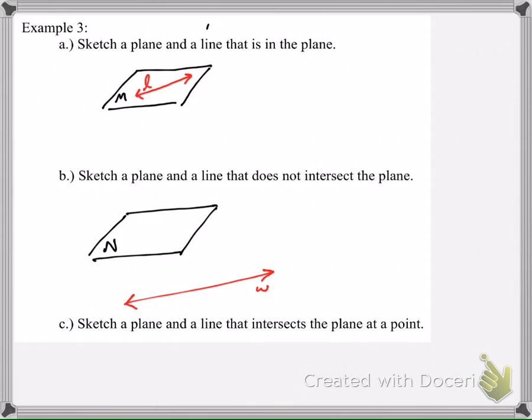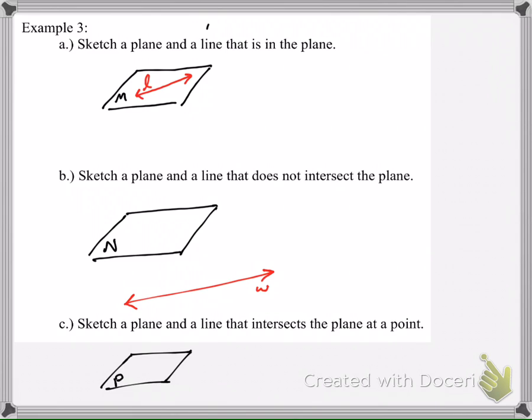So now this last one, we want to sketch a plane and a line that intersects the plane at a point. So let's sketch up our plane again. And again, we want to label it, let's say uppercase P. And we want a line that just intersects the plane at a point. So I'm going to make it look like I have a line coming straight down and just passing through the plane just at one point. Basically, imagine I come down and take a spear and jab it through the plane. So it's just going through it at that one point.